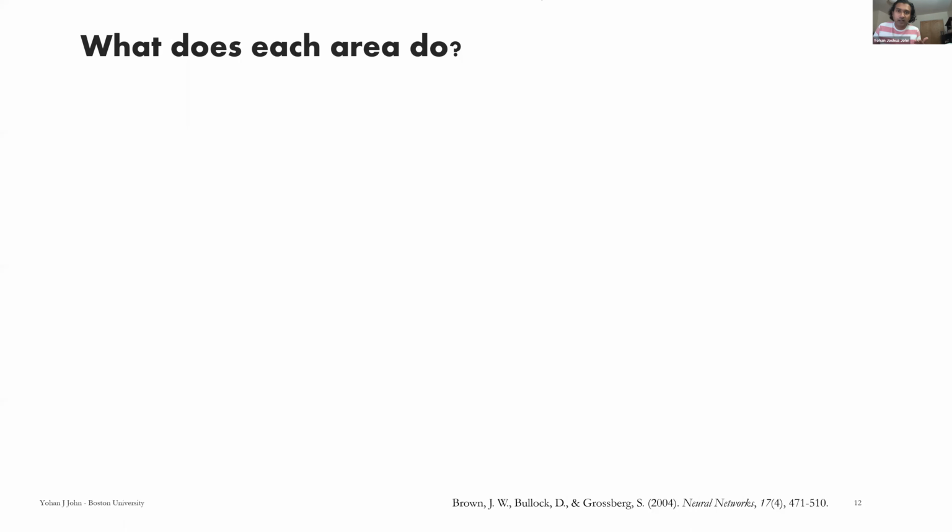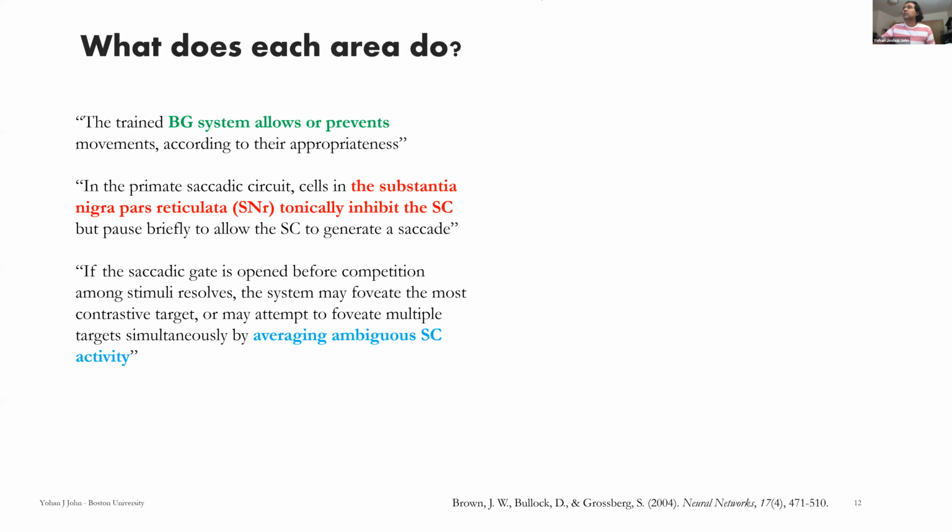So we can actually look at what they claim each area is doing. New data has been coming in for almost 20 years, so there's a lot of new stuff. But the trained basal ganglia system, the whole thing, allows or prevents movements. The substantia nigra pars reticulata, the SNR, tonically inhibits the superior colliculus and pauses briefly to allow the SC to generate a saccade. So again, it's permissive. It's not generating the saccade. It's allowing the saccade to happen if there happens to be a saccade-related command, which isn't in the basal ganglia.